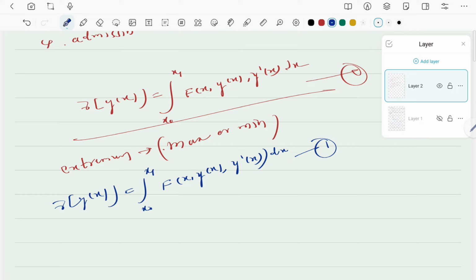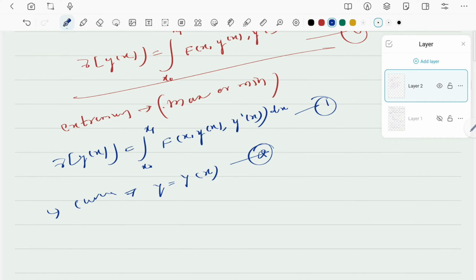is defined on the curve y is equal to y of x. Therefore, by using equation 1, the functional gamma of y of x is equal to the integral from x naught to x1 of f of x comma y of x comma y dash of x into dx. Now for this equation we have to equate to 0.